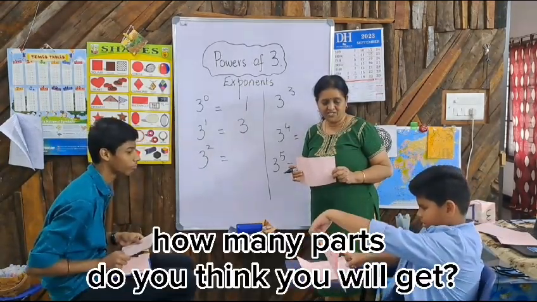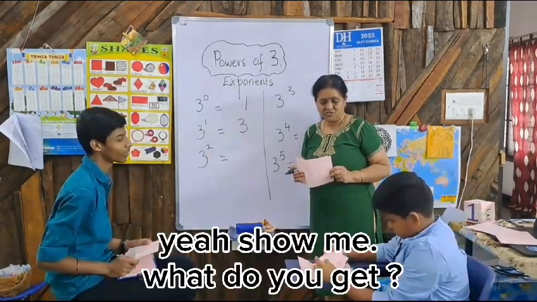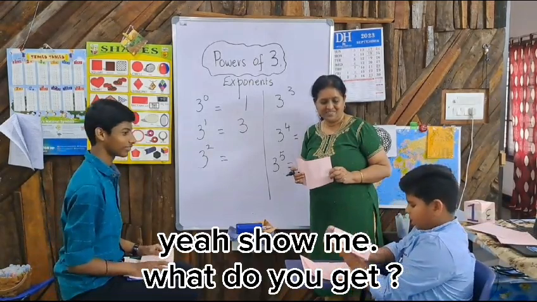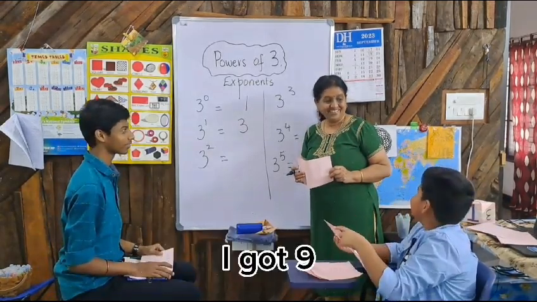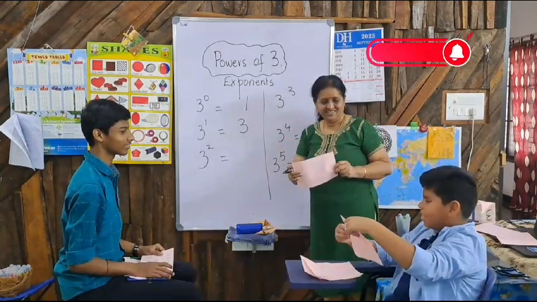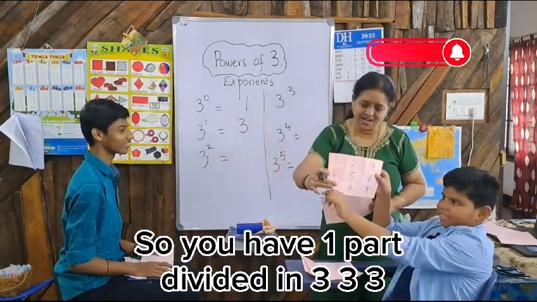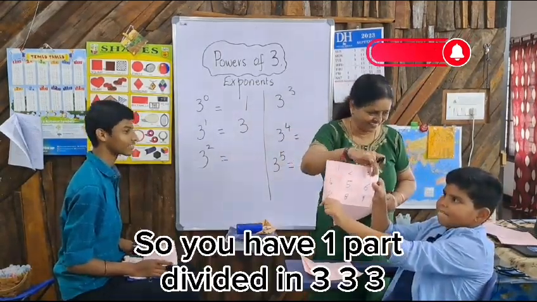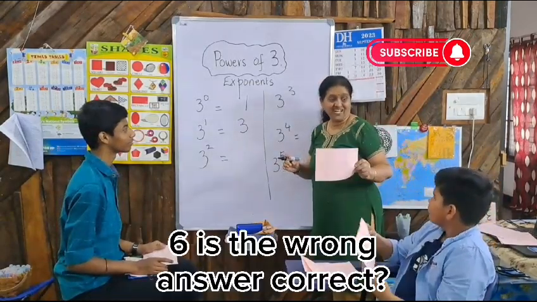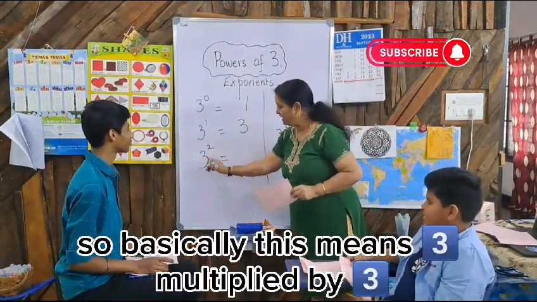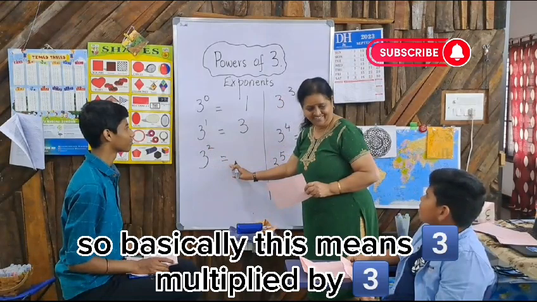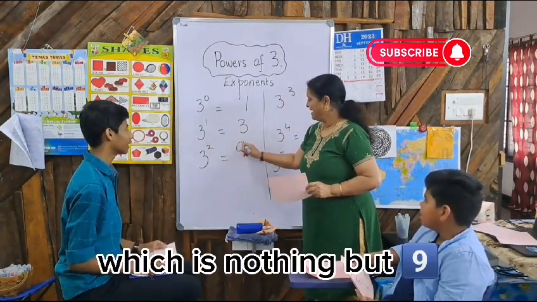How many parts do you think you will get? Show me. I got 9. So you have one part, you divided it in 3, 3, 3. So 9. So 6 is the wrong answer, correct? So basically this means 3 multiplied by 3, which is nothing but 9.